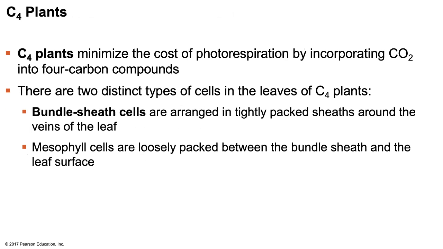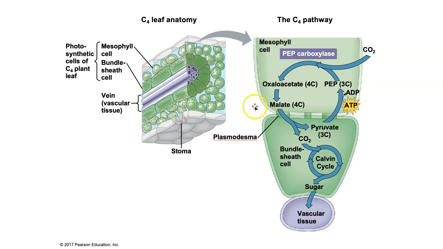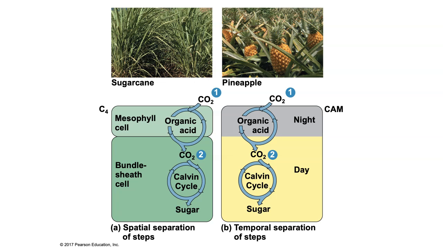And we talked about C4 plants. In C4 plants, their carbon fixation step, they're creating a 4-carbon compound. We talked about the CAM pathway, which is also fixating carbon dioxide into an organic acid. C4 and CAM are very similar, but they do have a couple differences. This is separated by space. They're in 2 different cells. This is separated by time. This occurs at night. This occurs in the daytime.